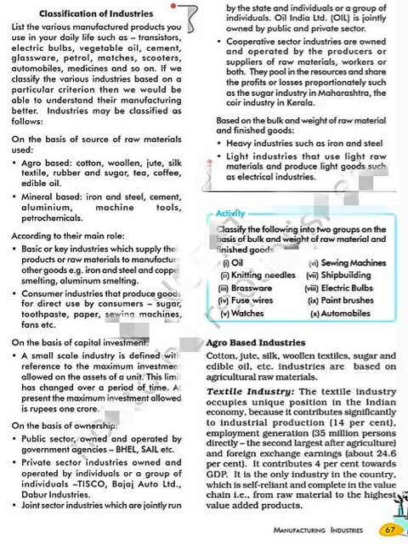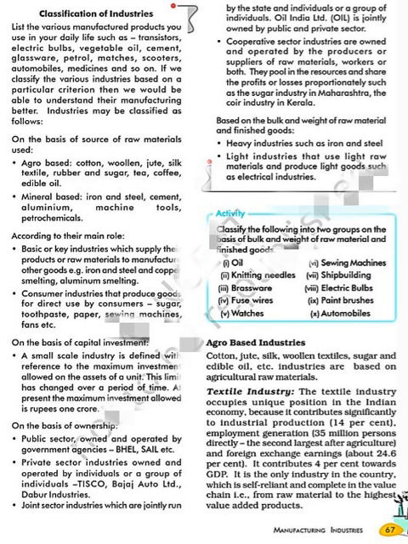So on the basis of source of raw material, students, we have agro based and mineral based. And according to the main role, we have basic or key industries and consumer industries. Now on the basis of capital investment, the industry can be small scale industry and large scale industry. When the investment is made up to 1 crore, that is a small scale industry, like toy making, candy making, chips making, napkin making. When investment is more than 1 crore, that is a large scale industry, like jute industry, tea industry, cement industry, engineering, iron and steel industry.